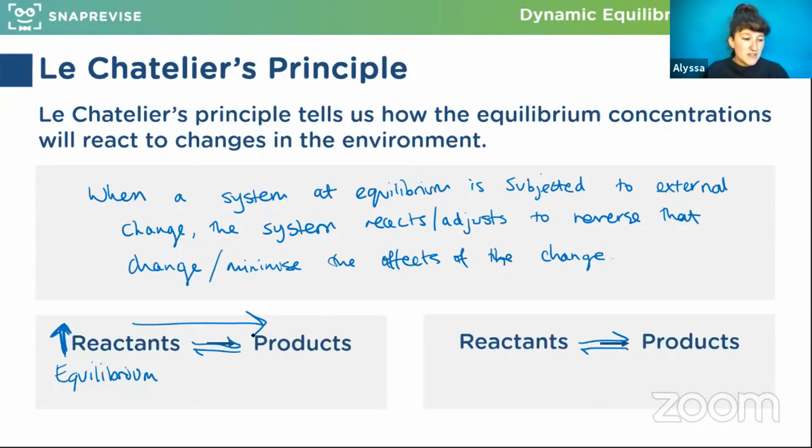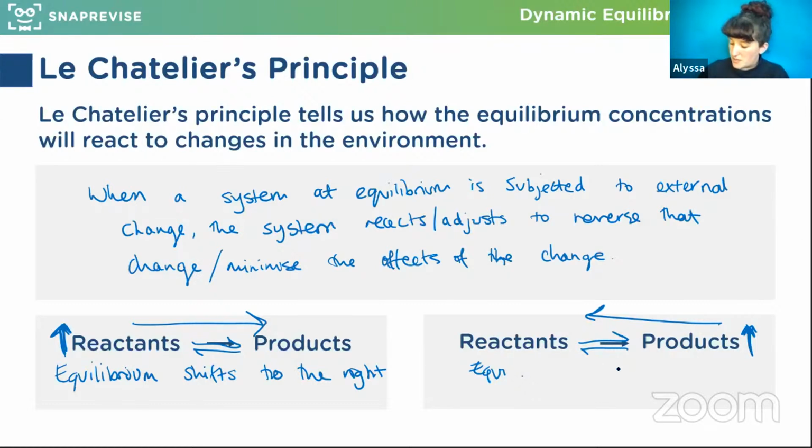Good. Thank you very much for giving those system definitions. That's great. So if we've increased our reactants, our equilibrium is going to shift to the right. And we'll go through this in more detail in a minute. If we've got an increase in product, then our equilibrium shifts to the left. But yes, we're going to go through this in more detail in a second. Good.